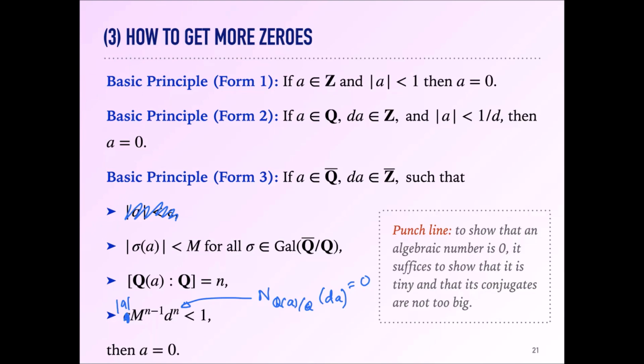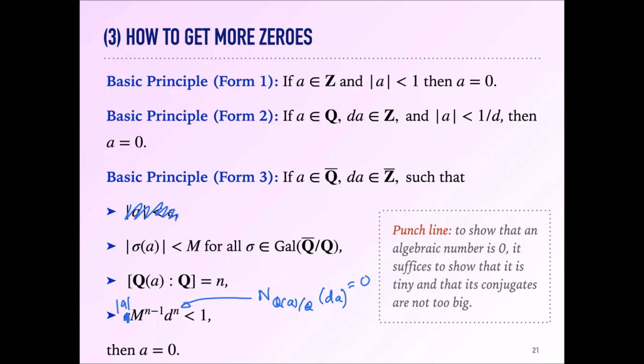If you're saying that if the norm is less than 1, then an algebraic integer is 0, yes. If the norm of an algebraic integer is absolute value less than 1, then the algebraic integer is 0, exactly. And this principle is only a restatement in a useful form. I'm just telling you how we're going to do it.